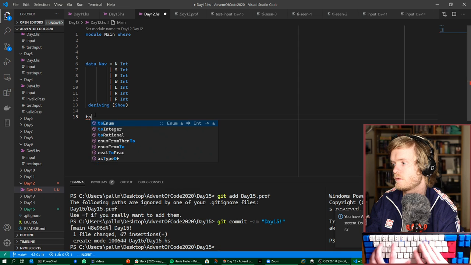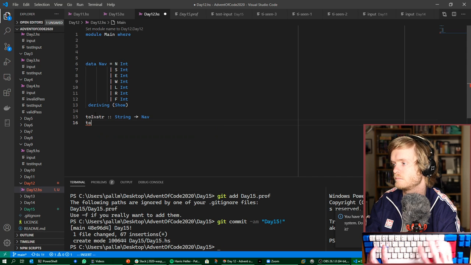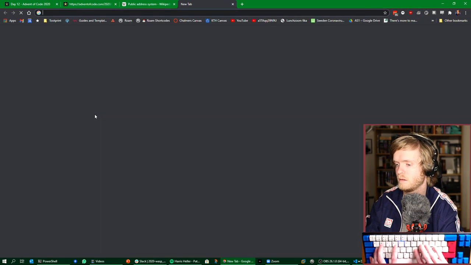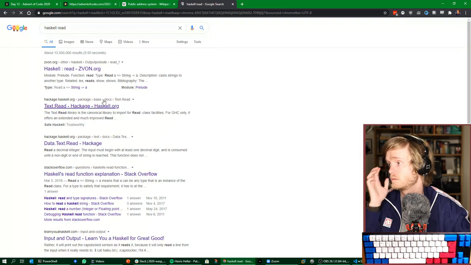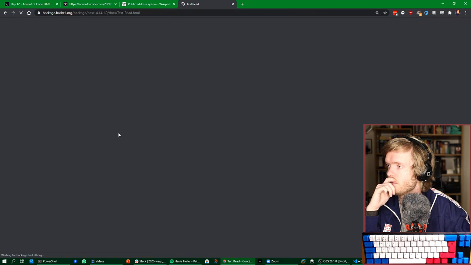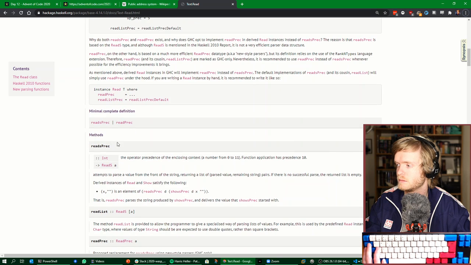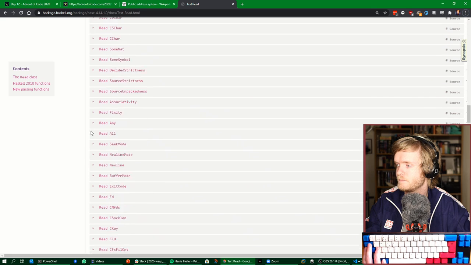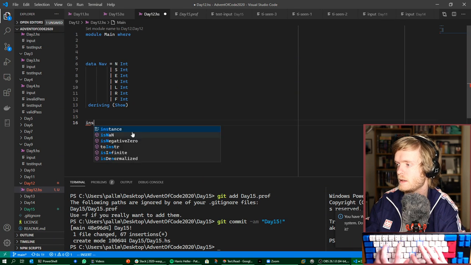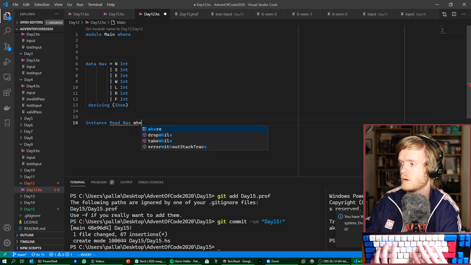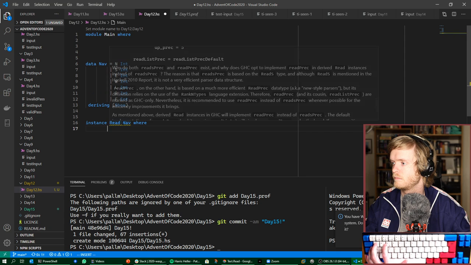Okay, now we write toInstr, take a string and write instruction to Nav. Google. What's the type of read? Call read. So if I want to implement a Read instance, I can write readsPrec. readsPrec is an int to ReadS. A ReadS is just a list of strings. Okay. So instance Read Nav where, I'm not allowed to do this. Oh my god.